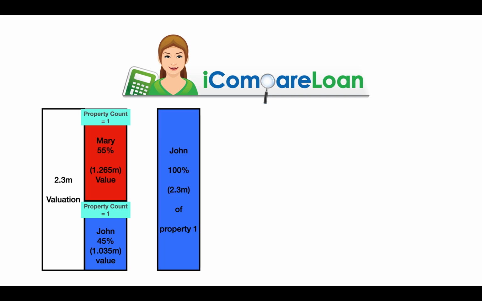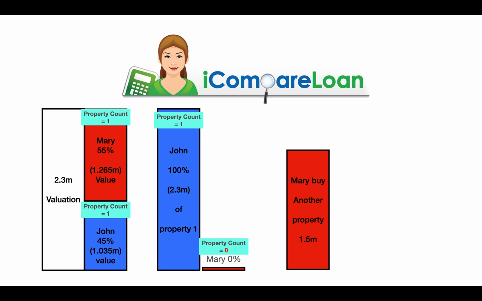So after this case, what happens is John will own 100% of the $2.3 million property, provided he can finance it or he has enough cash for it, or a combination of both. So John still has a property count of 1, but Mary will have 0%, and Mary would have a property count of 0 in this case.